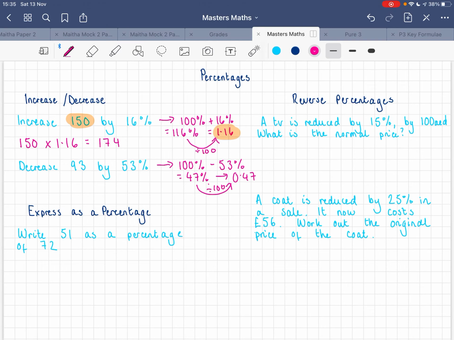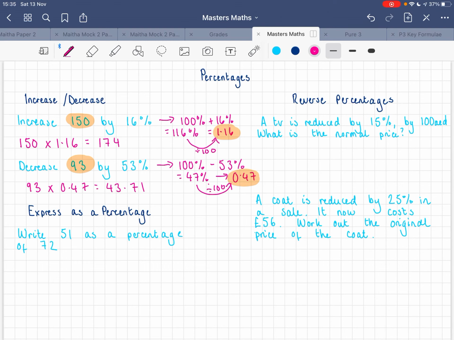Okay, and then I'm taking that 0.47, so I'm taking the multiplier and multiplying it by the amount I'm given in the question. So 93 multiplied by 0.47 gives me the answer. Type it into my calculator is 43.71. And that's it. That's increase and decrease by a percentage.